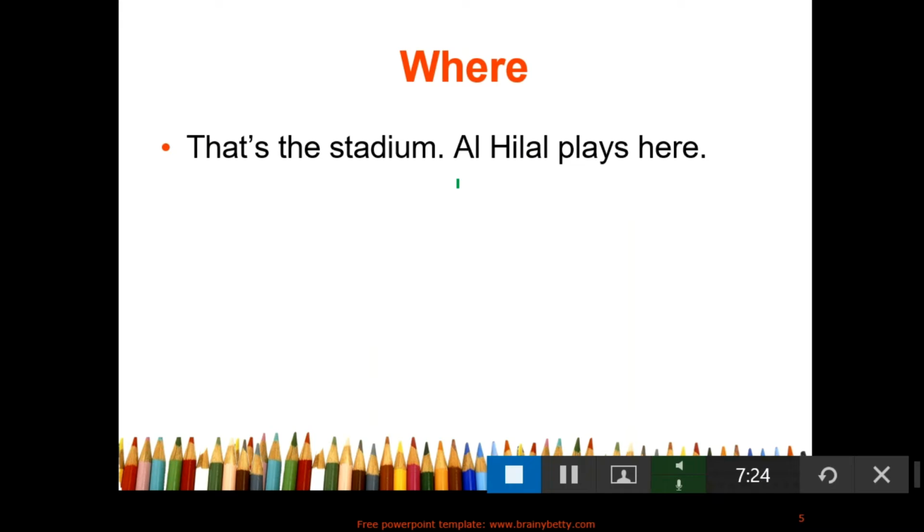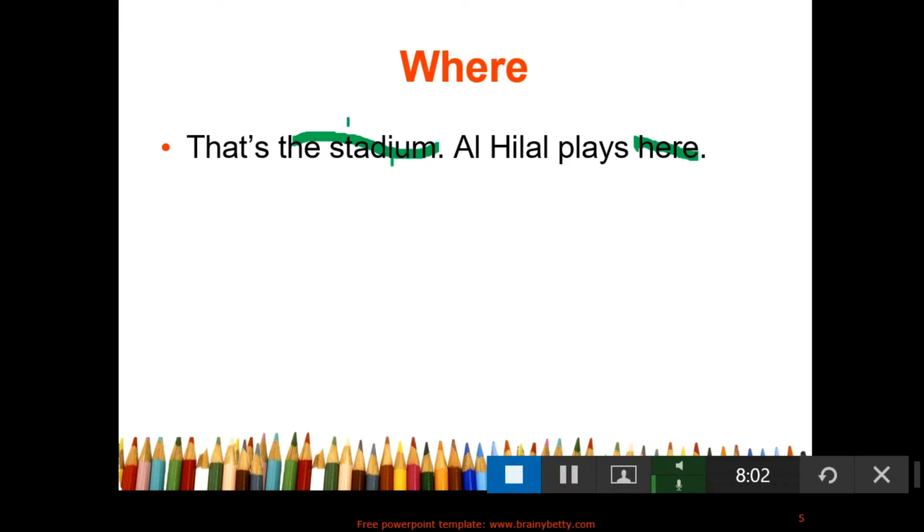Okay, the next relative pronoun is where. Again, where here isn't a question word, it's a relative pronoun to join two sentences and make them one sentence. We have an example: that's the stadium, that's one sentence. Al-Hilal plays here. How to join these two sentences using a relative pronoun? Pay attention, here we have the stadium and we have here.